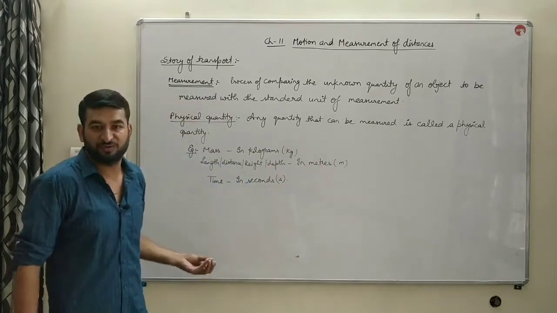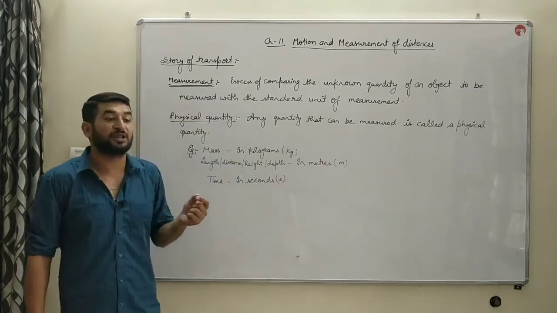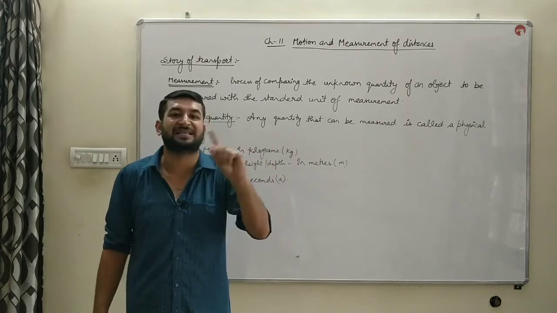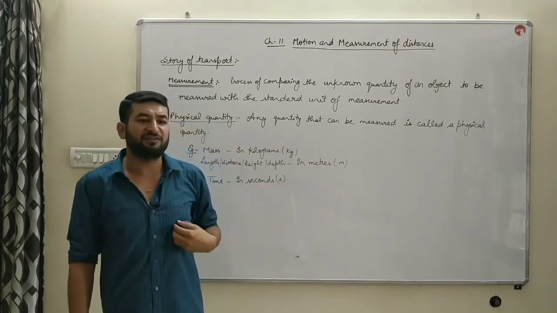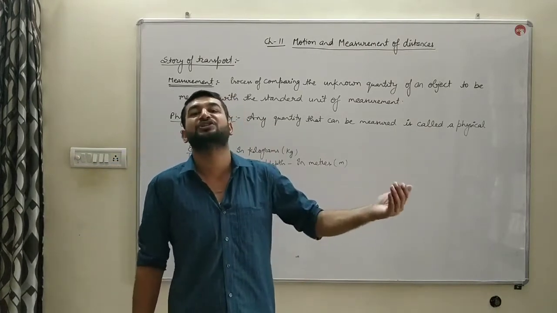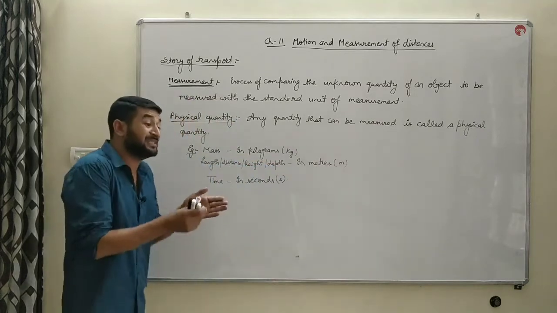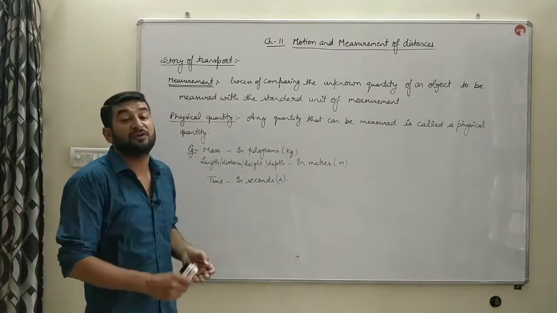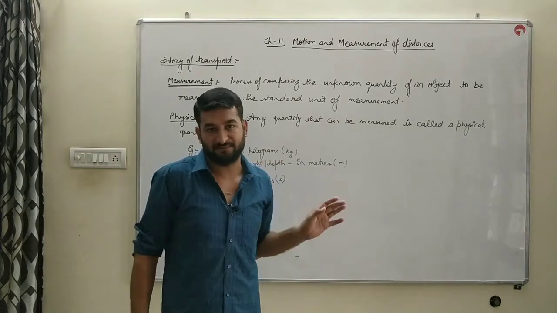कितने किलोग्राम है? We never buy potatoes according to their number. मुझे 10 potato चाहिए. We never say that. We always say either we want half kg, 1 kg or 2 kg of potatoes. So that is the fixed unit which we use for that particular physical quantity.